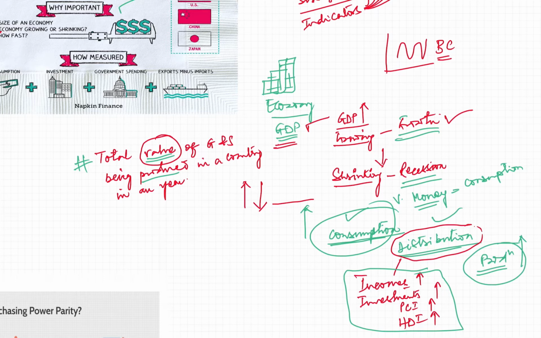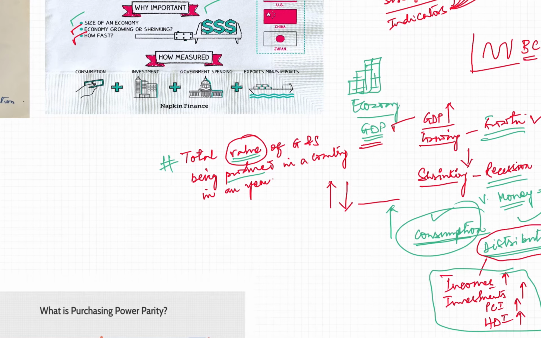If the money is more and goods are less, inflation comes in. If the money is less and goods are more, deflation sets in. Now you need to take corrective measures for that. Now how do you measure this whole growth story?